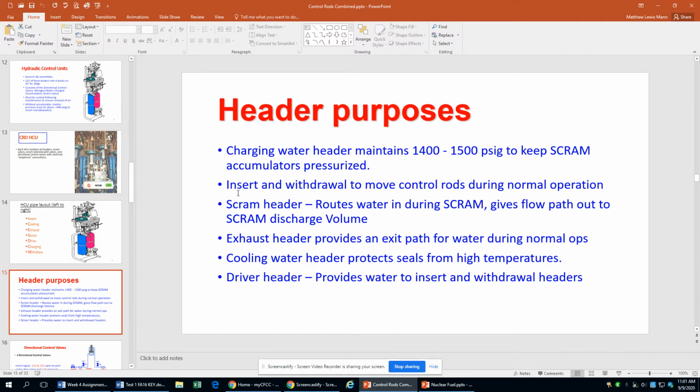So if I try to insert the control rod, but there's water in the way, I can't move it unless I have an exhaust path. So that water is going to exhaust somewhere. And then the cooling water header does, again, exactly what it says. It cools the water. And then the drive header is going to give water to my insert and withdrawal headers. So there is the purpose for your 7 headers.